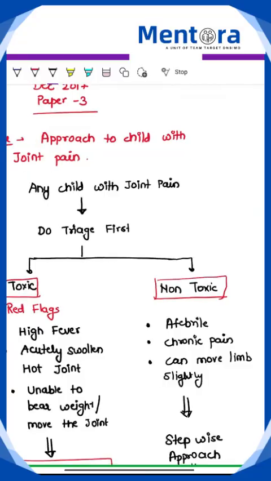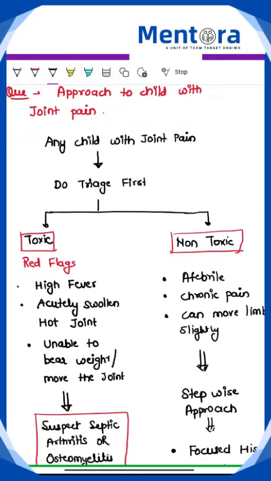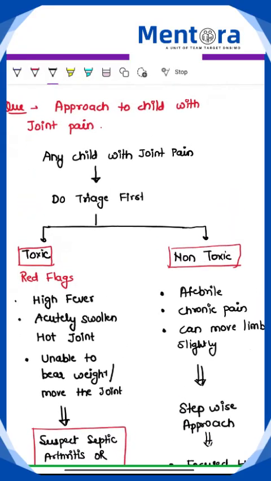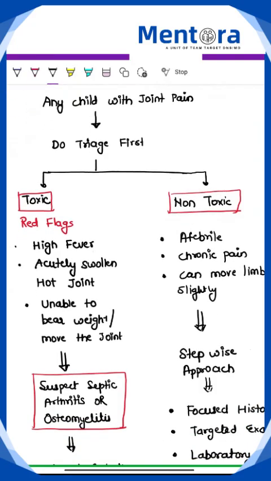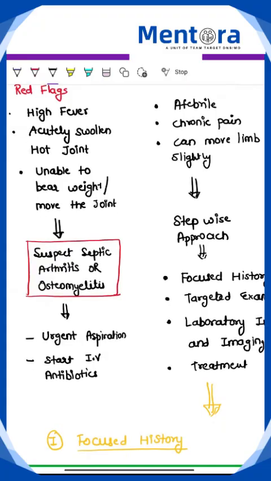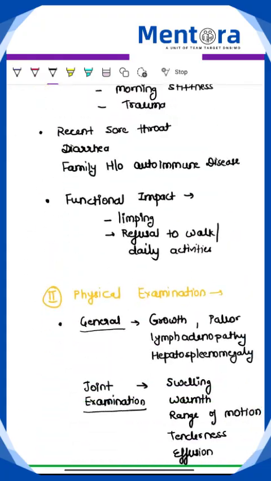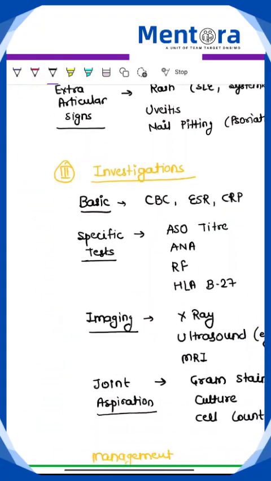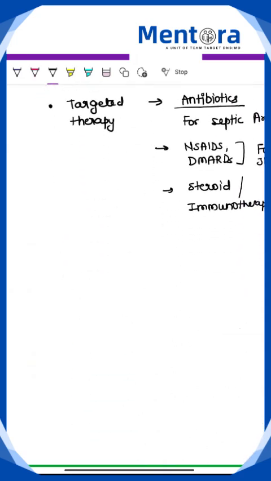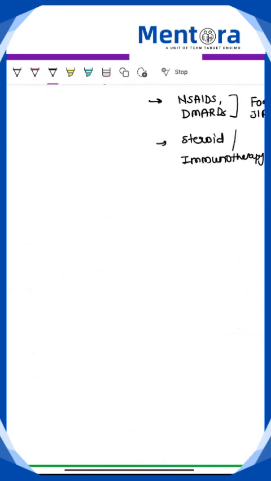This was the approach to child with joint pain. So always categorize the child as toxic or non-toxic, sick looking or well looking. After categorization, start the focused history, physical examination, investigation, and lastly management. Next question.